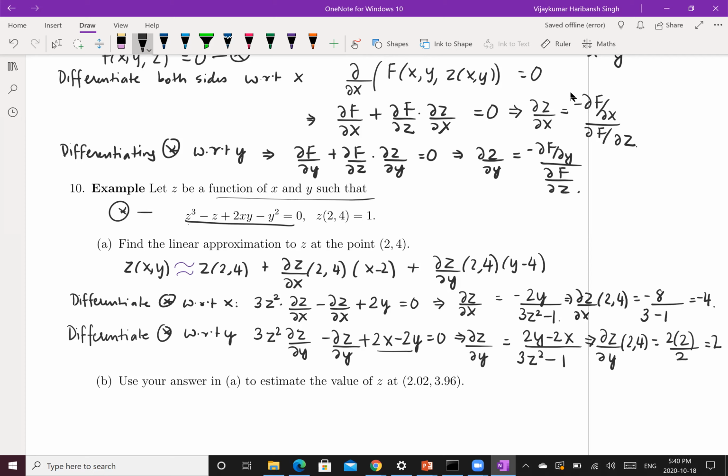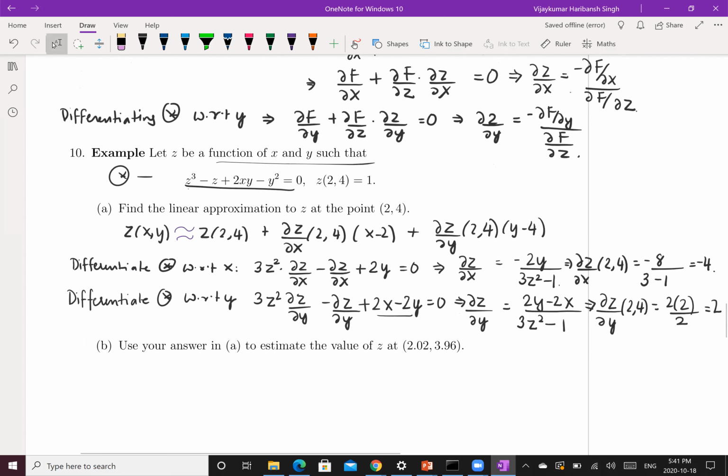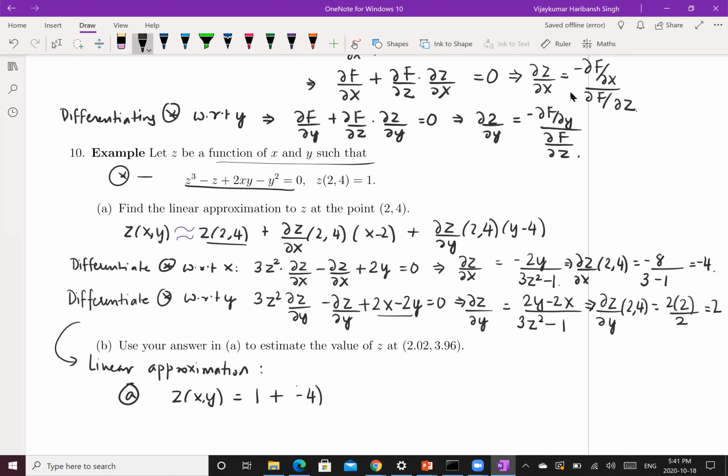So now we can get the equation. I'll write down the equation here. So therefore, the linear approximation is z of x, y equals, continuing here because there's a shortage of space, 1 plus partial derivative of z with respect to x at (2, 4), which is minus 4, so minus 4 times x minus 2, plus partial derivative of z with respect to y, which is 2, so 2 times y minus 4, my bad. It's y minus 4. So this is your linear approximation function.